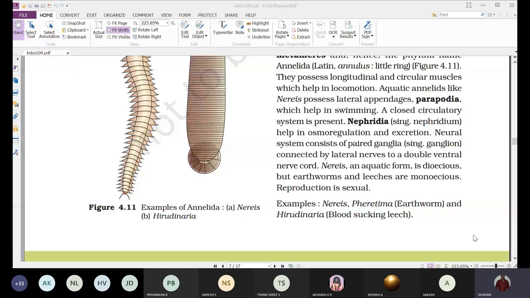And next, nephridium. So the nephridia help in osmoregulation and excretion. And the neural system consists of paired ganglia, connected by lateral nerves to a double ventral nerve cord. In each segment, this double ventral nerve cord will have a pair of ganglia, and these ganglia are interconnected by lateral nerves. They also give off segmental nerves, which bring control and coordination of the different organs present in the segment.